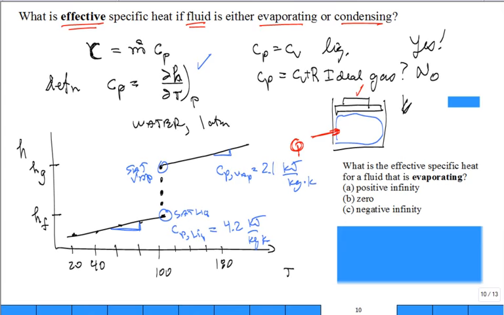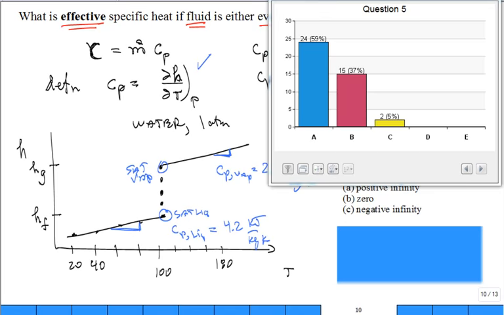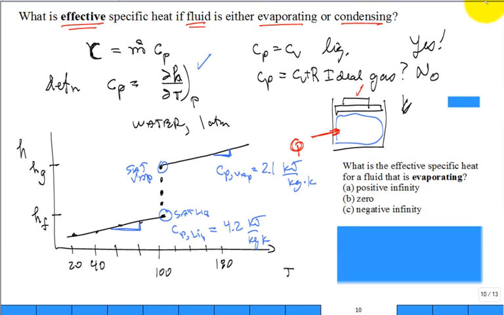You go back, and I was just trying to emphasize that the slope of the line on an enthalpy-temperature diagram is the specific heat. The C sub P for the liquid is the slope of the line. What's the slope of this line? Infinity. It's infinity. All right. Now I'm going to ask a below-the-belt question. I'm just going to ask it and I'll explain it, but I don't think a lot of people get it right.